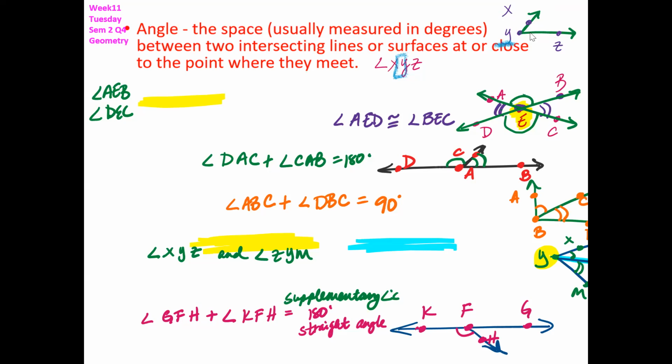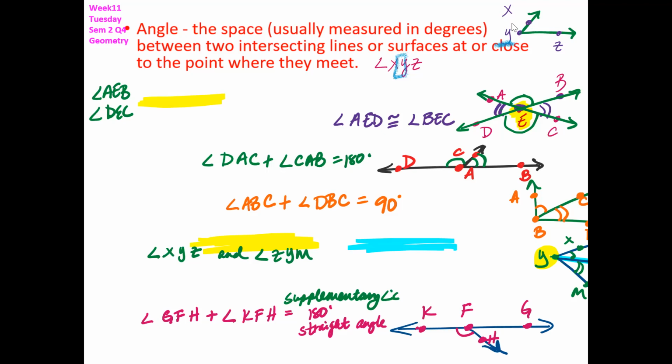For example, if you take a look over here, do you see the vertex is the Y, which is the pointy part? YX is a ray. A ray is like with a dot and an arrow. Y to Z, that's another ray, okay? And together, when they're together with a vertex Y, it creates an angle right here. Do you see that? That's an angle, okay?